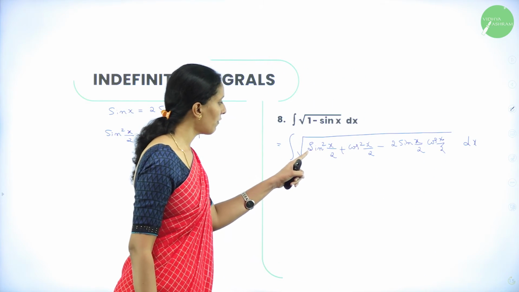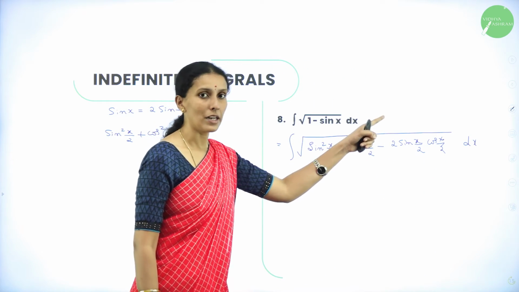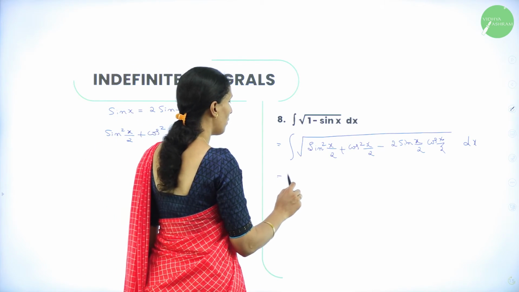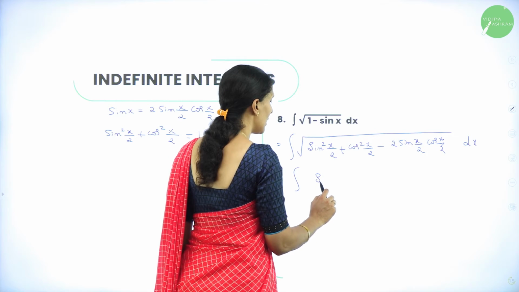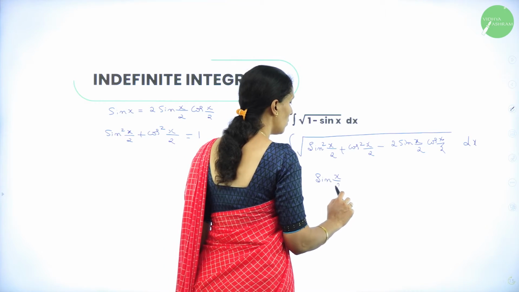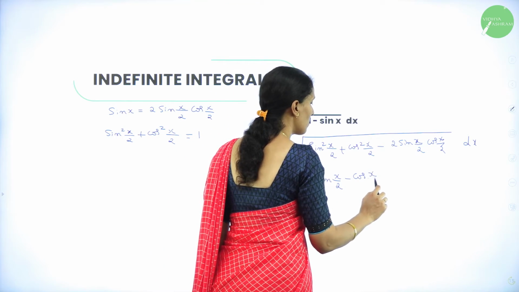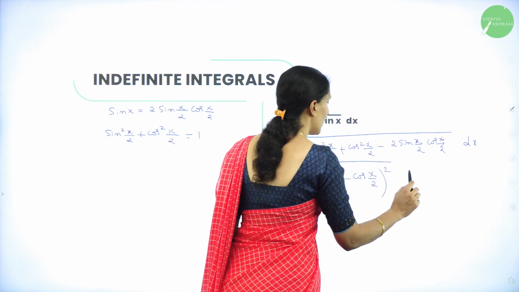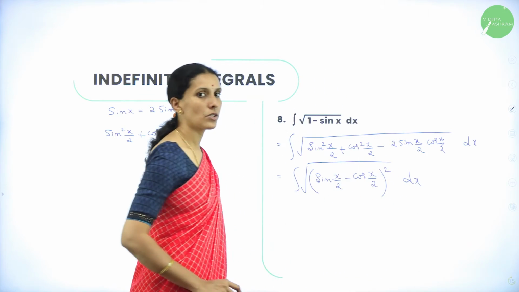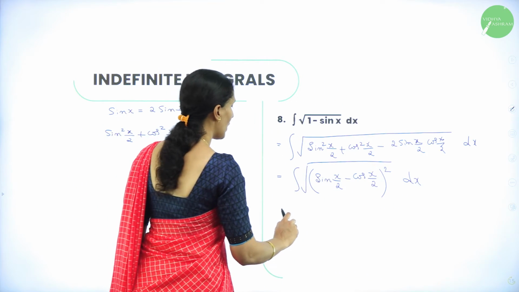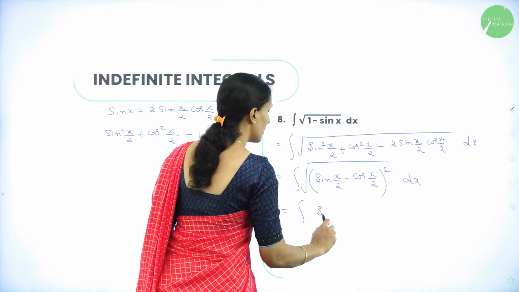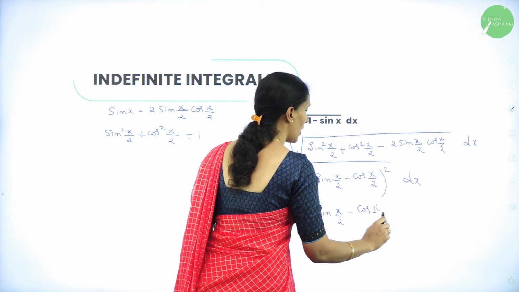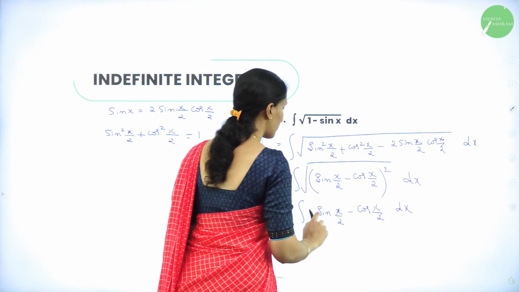Now this is in the form of a square plus b square minus 2ab, which can be written as a minus b whole square. So therefore this can be written as sin x by 2 minus cos x by 2 whole square under the square root into dx. So square and square root can be removed here. So we are left with integration of sin x by 2 minus cos x by 2 into dx.